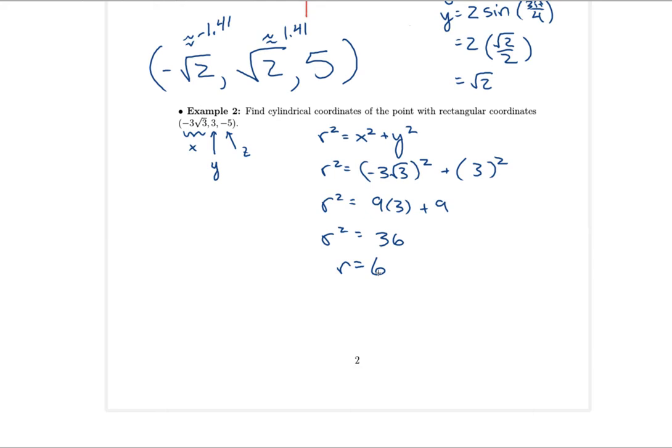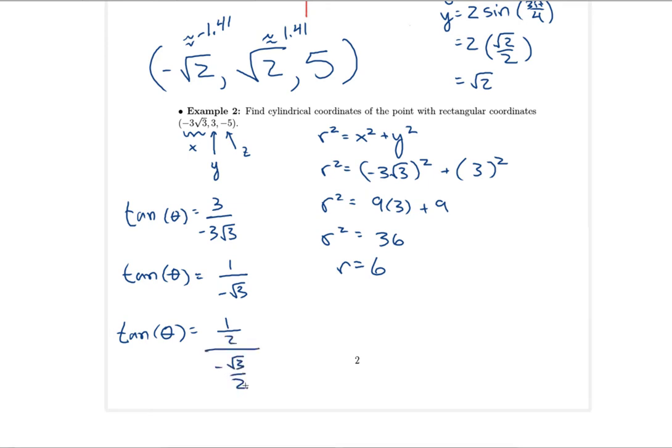And then remember, theta we're going to find by taking the tangent of theta is equal to 3 over negative 3 roots of 3, which means the tangent of theta, to simplify, is 1 over negative square root of 3. And that should look familiar in terms of special values on the unit circle. That's 1/2 divided by negative square root of 3 over 2.